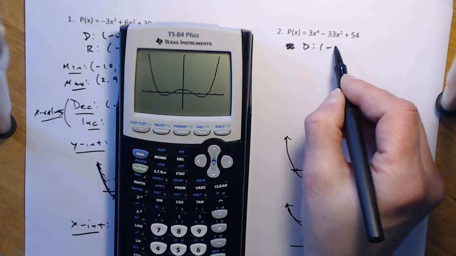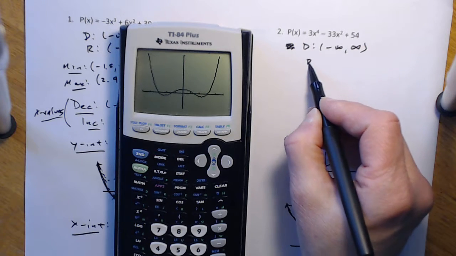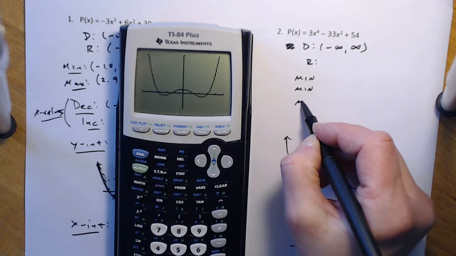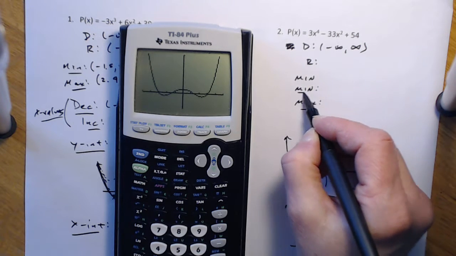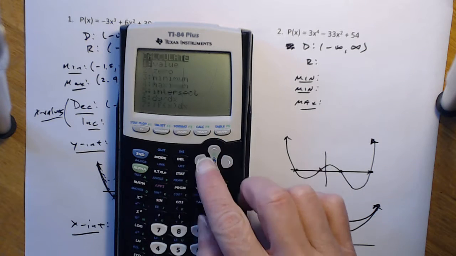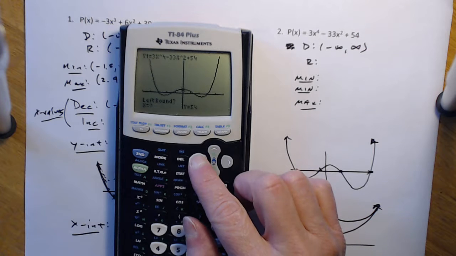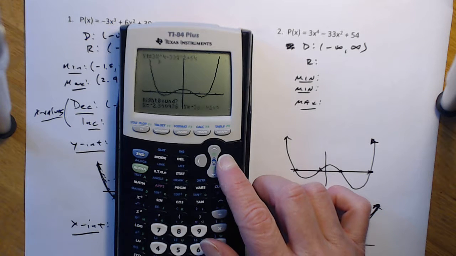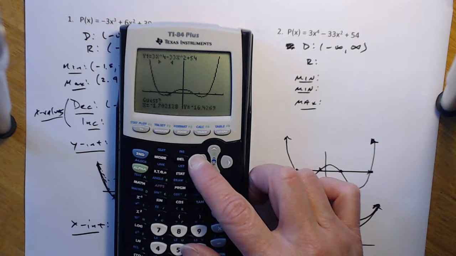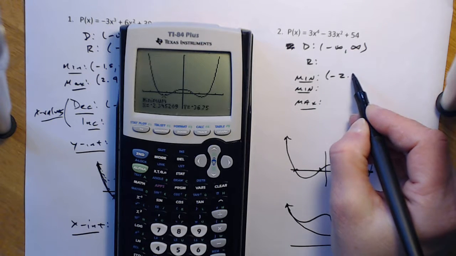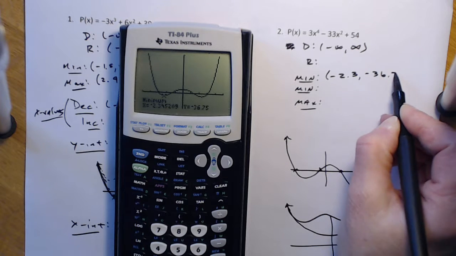So again, my domain, that's a freebie. For polynomials, it's always all real numbers. I'm going to hold off on this. I'm going to get my 2 min. There is a max. I may leave that to you to find. But let's look at these 2 minimum. So again, second calculate number 3. Let's go back here left of this one. Hit enter. Right of it. Hit enter. One more. So one of the minimums is negative 2.3, comma negative 36.75.